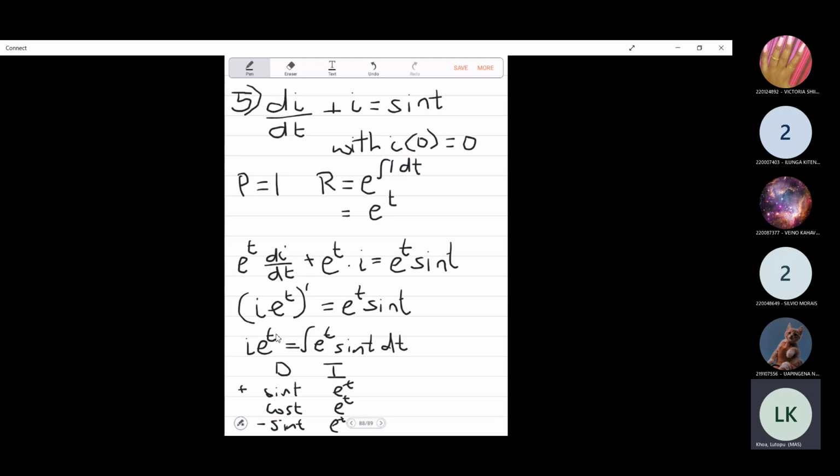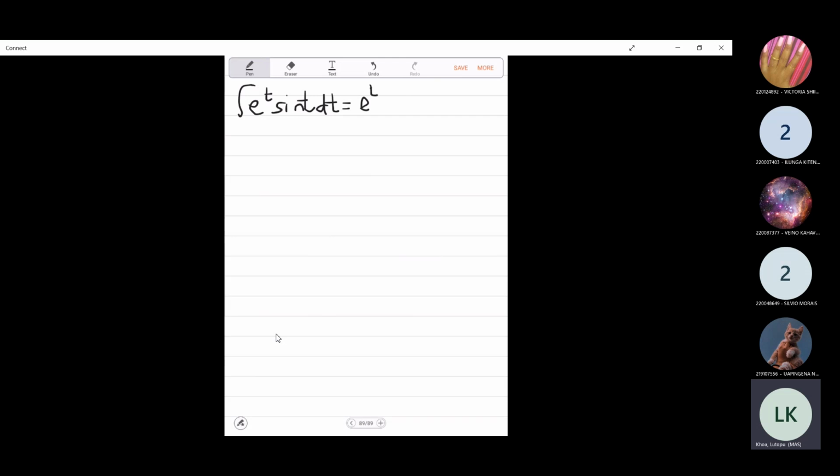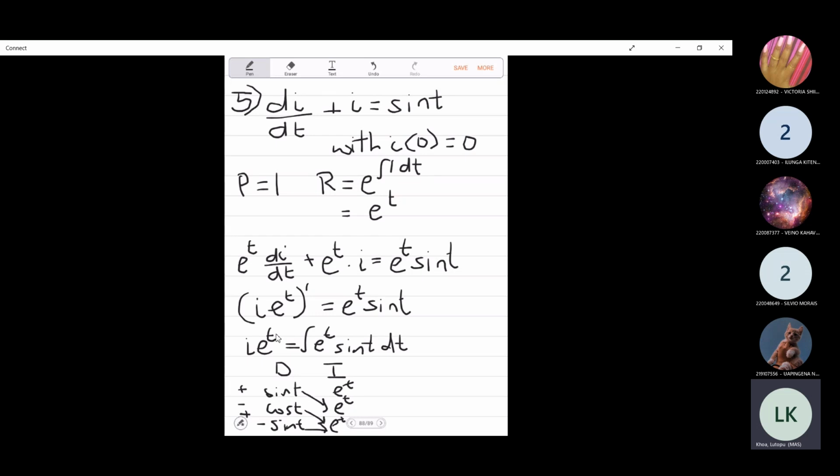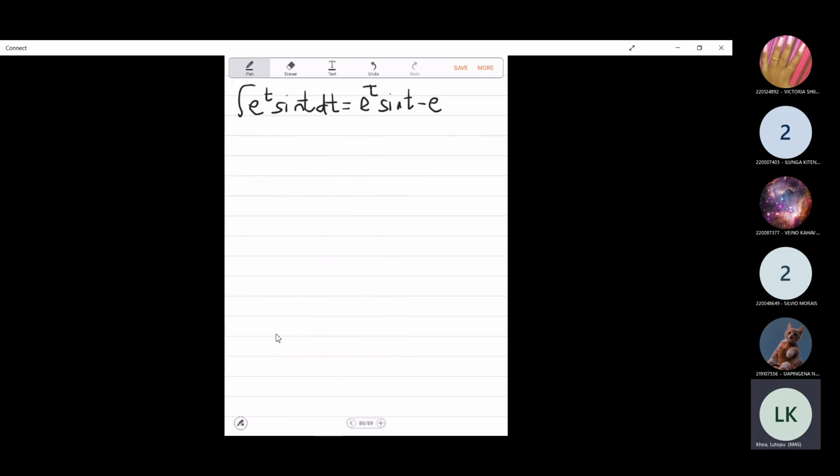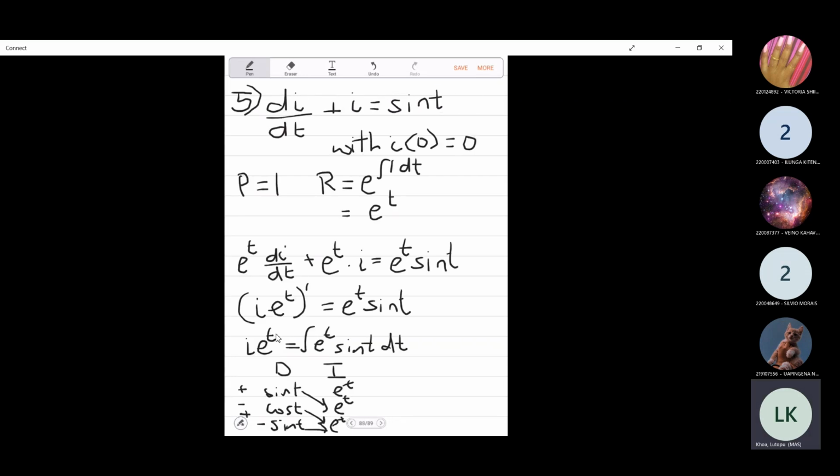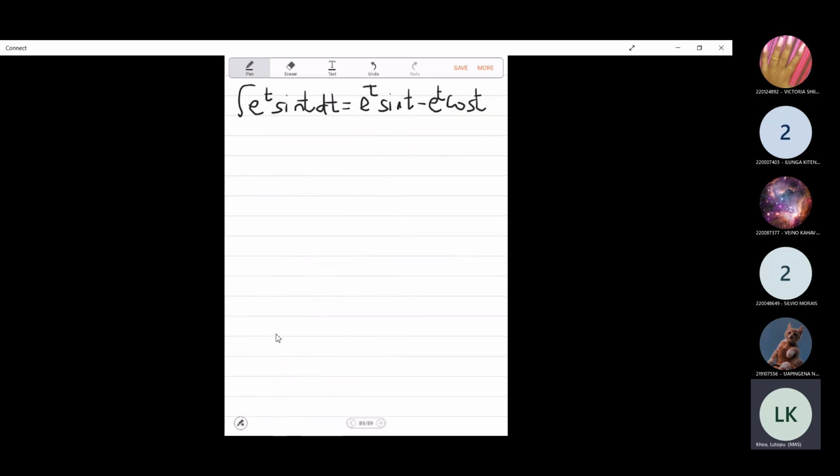this is plus, minus, and then the last one is plus, and our arrows. So we'll have e to the power of t sine t. Then the second one is minus e to the power of t cos t. And then the next one is minus e to the power of t sine t, minus the integral of e to the power of t sine t dt. And then this we can take to the other side.